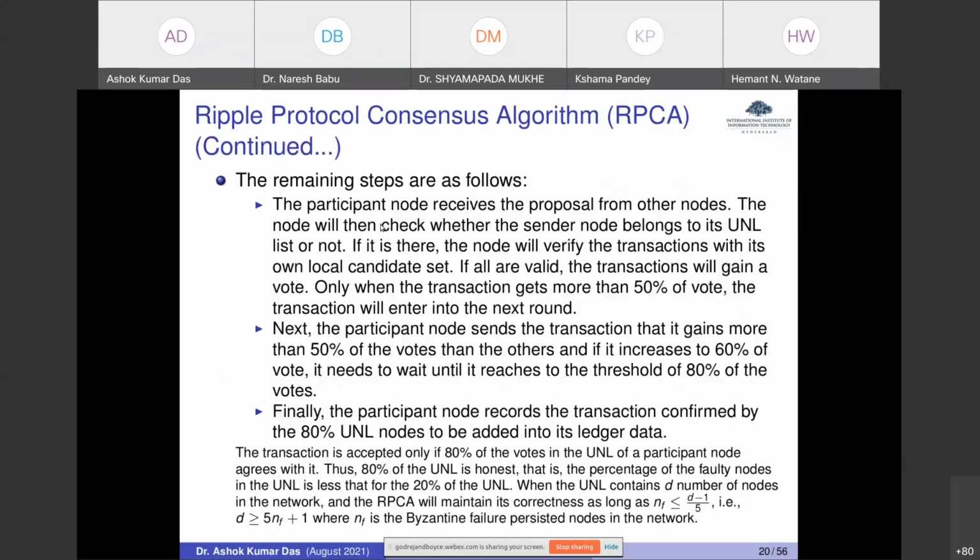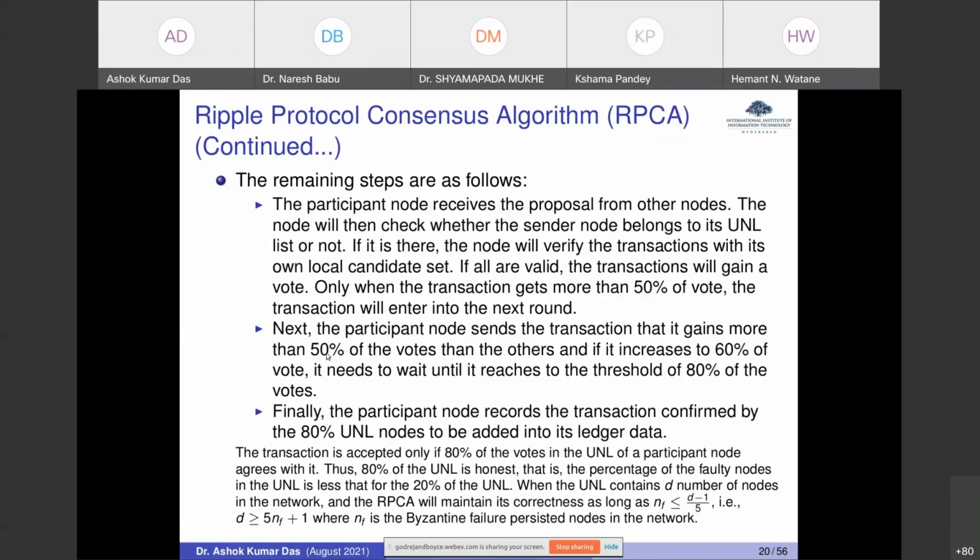Once a participant node receives a proposal from other nodes, it will check whether the sender node belongs to its own UNL or not. If that node belongs to the UNL, then the node will verify the transactions against its local candidate list. Once transactions are valid, the transactions gain a vote. And once a transaction gets more than 50% of the votes, it will be declared as entering the next round.